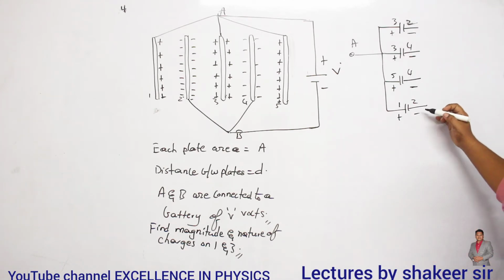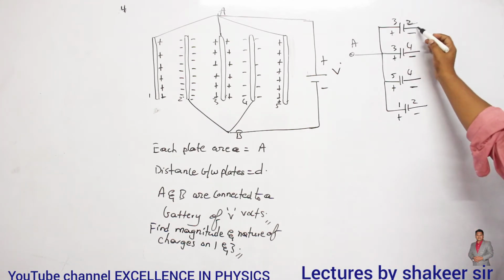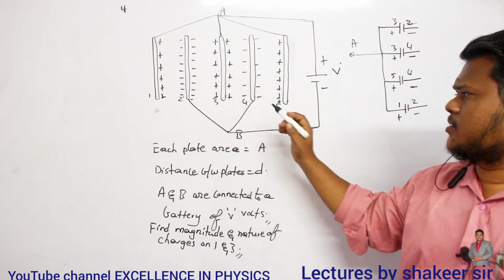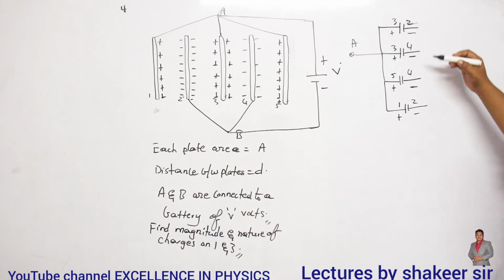So totally how many capacitors did I get here? So 3, 2 and 3, 4. Next one is 1, 2, next one is 5, 4. Clear? So this is the arrangement of capacitors which I got.